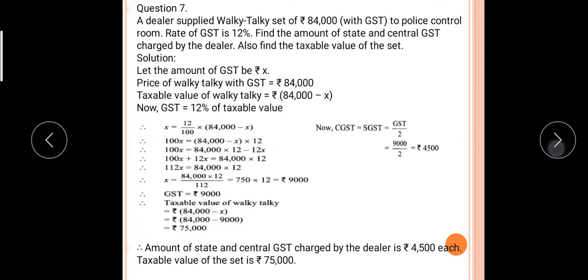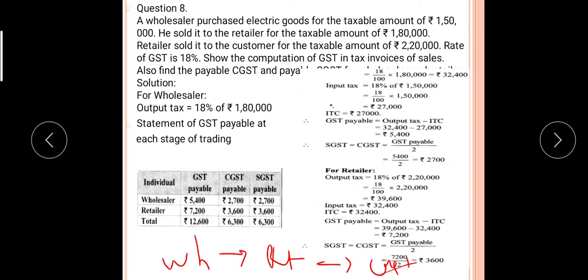Now, what is GST? CGST and SGST, that no need to say. Whatever GST amount you are paying, that divided by 2 is your CGST and SGST. Always remember. Okay.